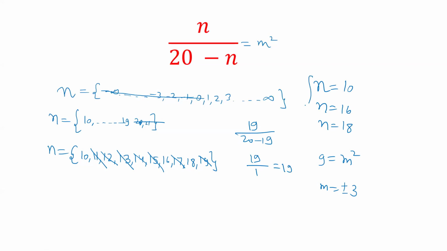So there are only 3 values possible out of infinitely many possible values. The value of n can be either 10, or 16, or 18. Only these values are possible.